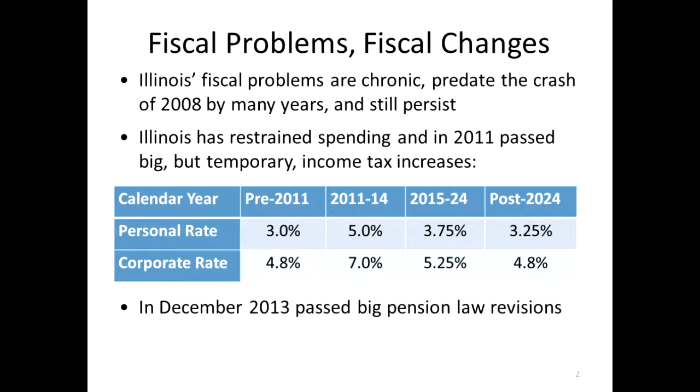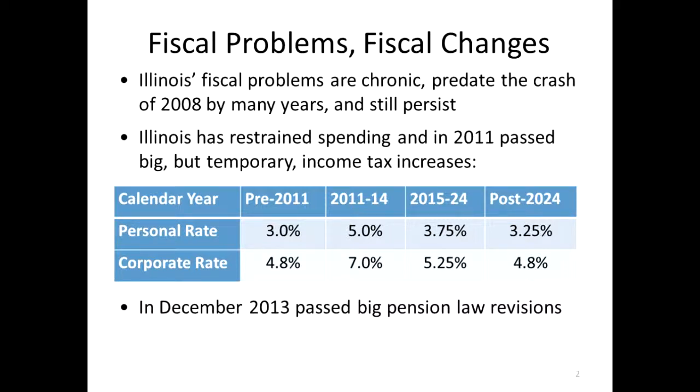And most important among them was a big increase in income tax rates, both the personal income tax and the corporate income tax. You can see on the chart in front of you that the personal income tax rate went from 3% to 5% for 3 years, but then at the end of this calendar year, it's scheduled to go back down and then drop again in another 10 years. Same thing for the corporate rate, went from 4.8 to 7%, and then in 2 steps it's going to drop back down to 4.8%.